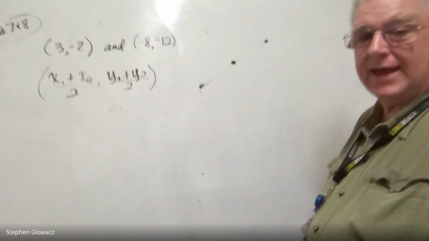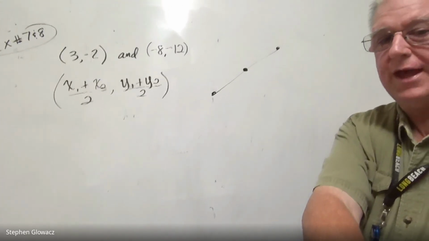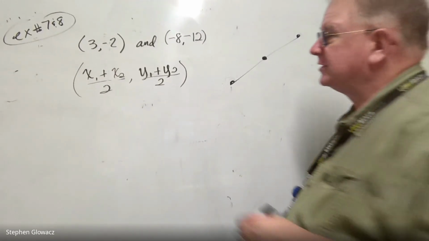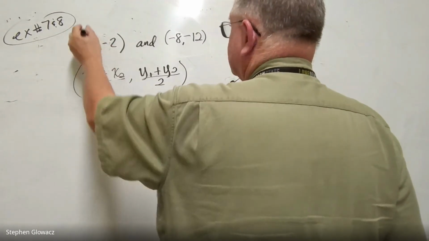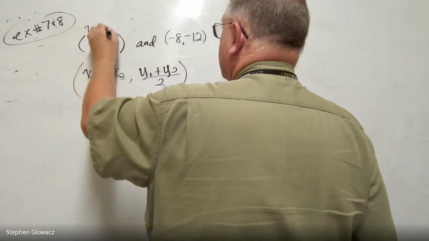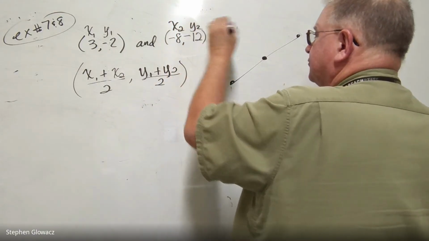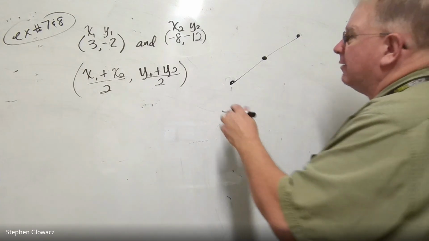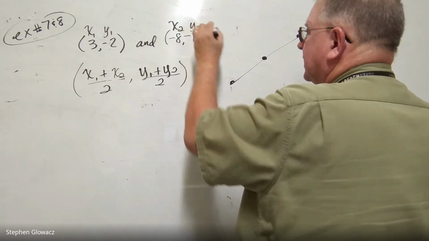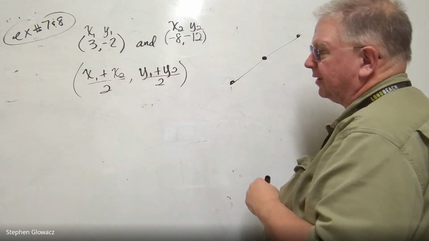So let's go ahead and label, make sure we can see this okay. Let's go ahead and label our points. This is our first ordered pair, so this will be our x sub 1, y sub 1. And this is our second ordered pair. This will be our x sub 2, y sub 2. And so now we're just careful to substitute those values in the appropriate place.